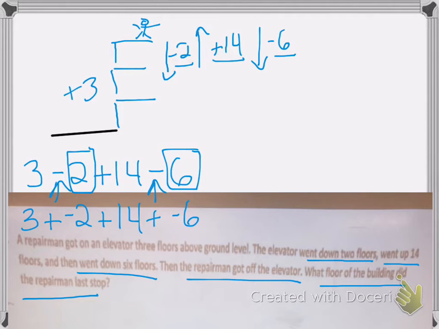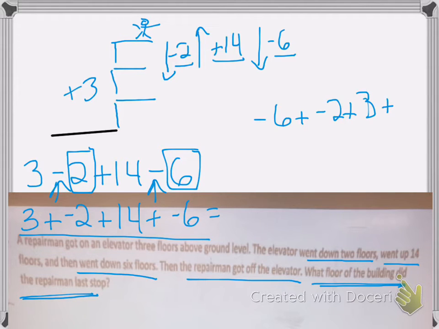All right, so this is the expression that we're dealing with, and we're trying to find out what it equals because that'll tell you at what floor of the building the repairman last stopped. I told you guys today in class that since we've got addition throughout, we can use the commutative property of addition. So I can make it -6 plus -2 plus 3 plus 14. I can rearrange it however I want to as long as I have addition all the way throughout.